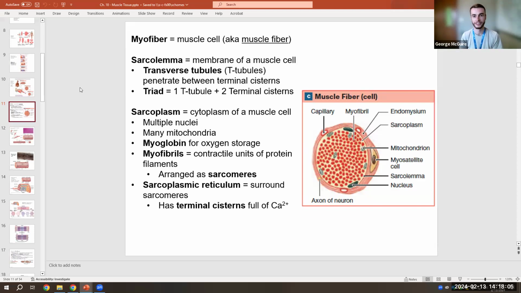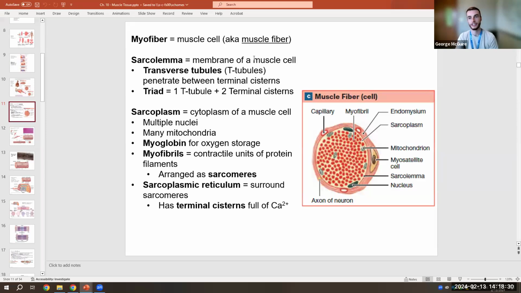And so we have different names for those structures specific to muscle. So the sarcolemma, referring to the membrane of muscle cells, the sarcoplasm, referring to the cytoplasm of muscle cells, the sarcoplasmic reticulum, referring to the endoplasmic reticulum of muscle cells. Okay. They've all been given their own names for this.